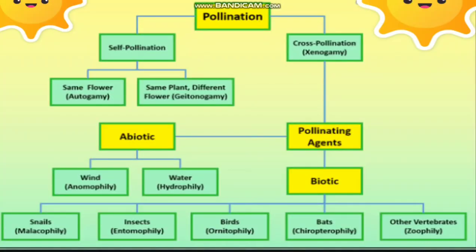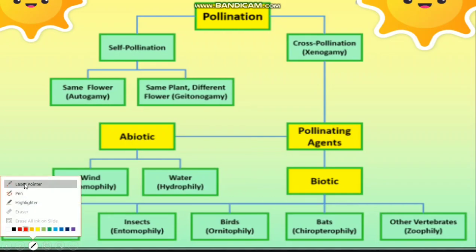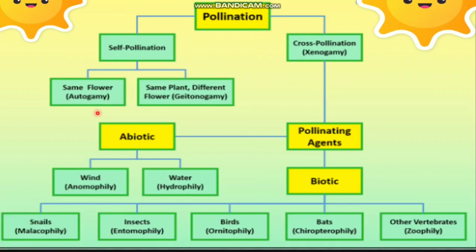So let's summarize the entire topic. Pollination. We studied that pollination is of two types, self-pollination or cross-pollination. Self-pollination, if it is taking place in the same flower, is called autogamy. If it is between two flowers present on the same plant, then it is called geitonogamy. Cross-pollination is between two flowers on two different plants.